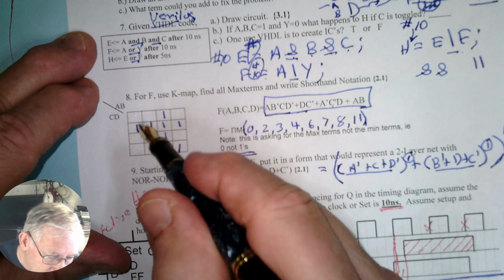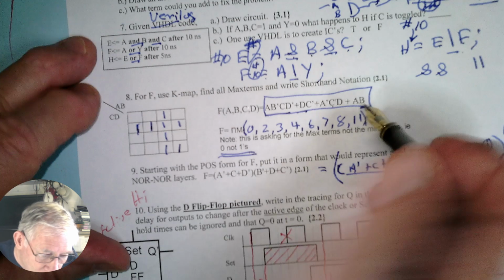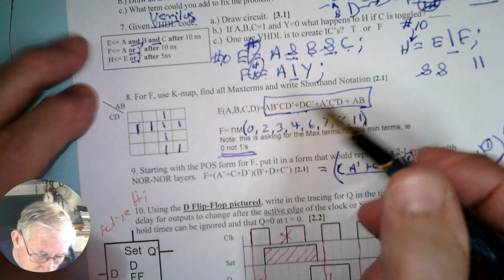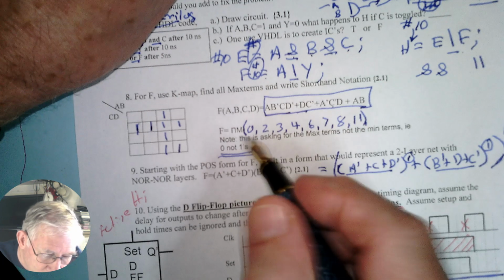D, these two boxes here. And then AB, we have this whole column right here for AB. So we plot all these things, and now we can pull these off. Now it wants the max terms, so we're going to pull off the max terms. We're going to pull off the zeros.